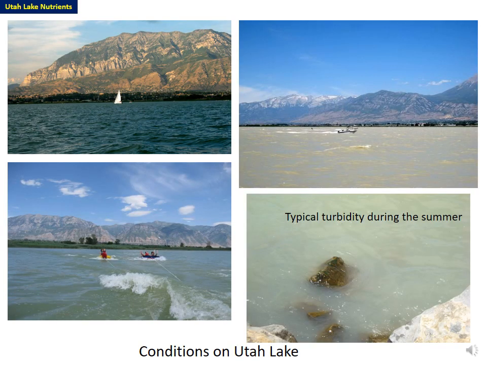Just to give you an idea what it looks like from the surface, take a look at the two pictures on the right. Those are the ones that really show the condition of the turbidity during the summer. The visibility is not much more than a foot in the water, and that has an impact on the photosynthetically available radiation for plant growth.